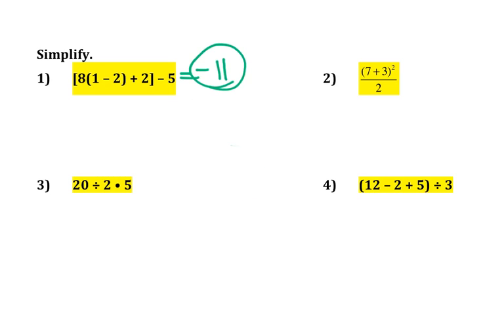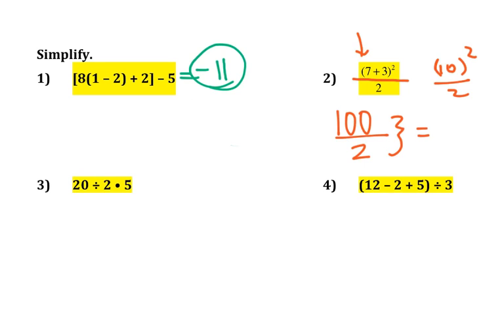Okay, number 2. Remember what I said about the fraction being a grouping symbol? So I'm going to worry about what's on the top, and then I'll worry about putting it together as a fraction. So on the top, I've got parentheses, so I'm going to do the 7 plus 3 first. So I'm going to have 10. And then I've got exponents, so 10 to the second power, that means 10 times 10, which is 100. Okay, now I've got 100 divided by 2, so now I can put that together. So what's 100 divided by 2? That's equal to 50, and that's my answer.